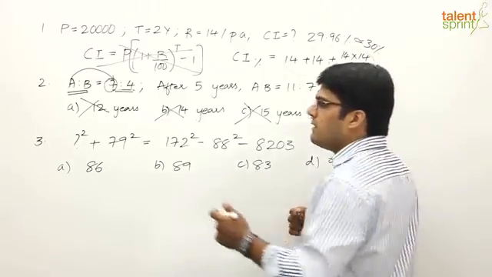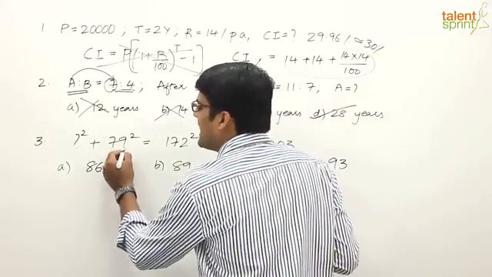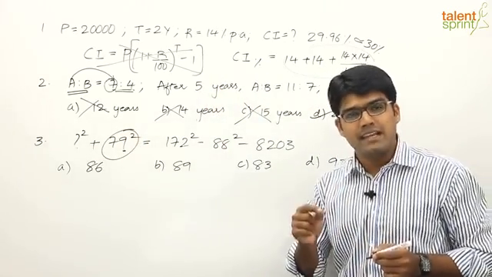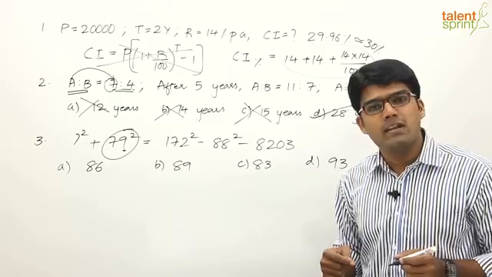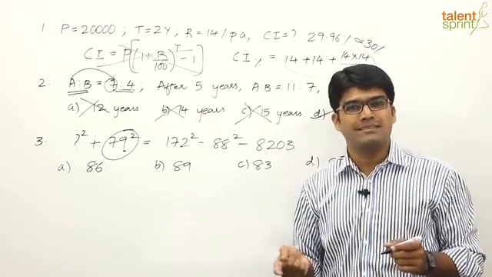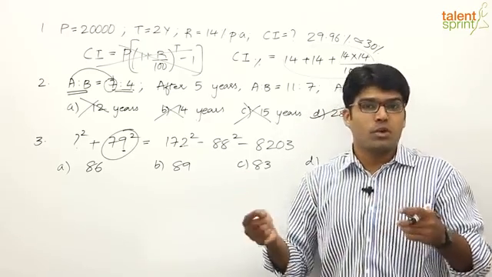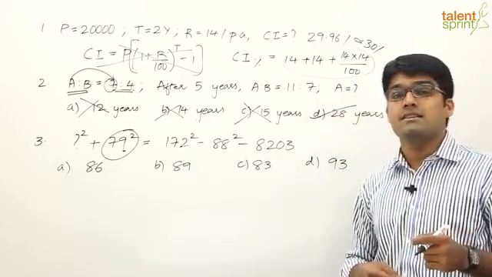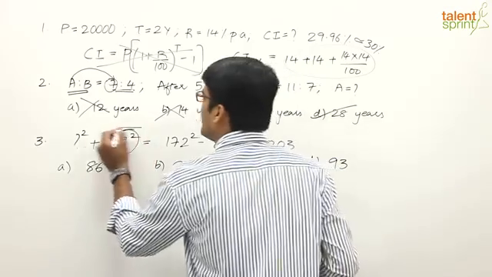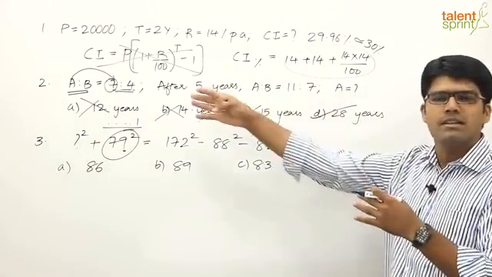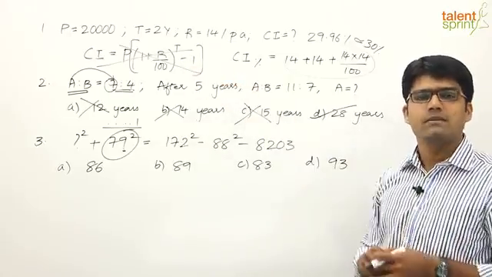Let's do that. We know that when a number ends in 9, its square would end in 1. Any number that ends in 9, the square of that number would end in 1, because 9 squared is 81, right? 19 squared is 361, 29 squared is 841. So always when a number ends in 9, the square ends in 1. So we know that 79 squared is a 4-digit number that ends in 1.